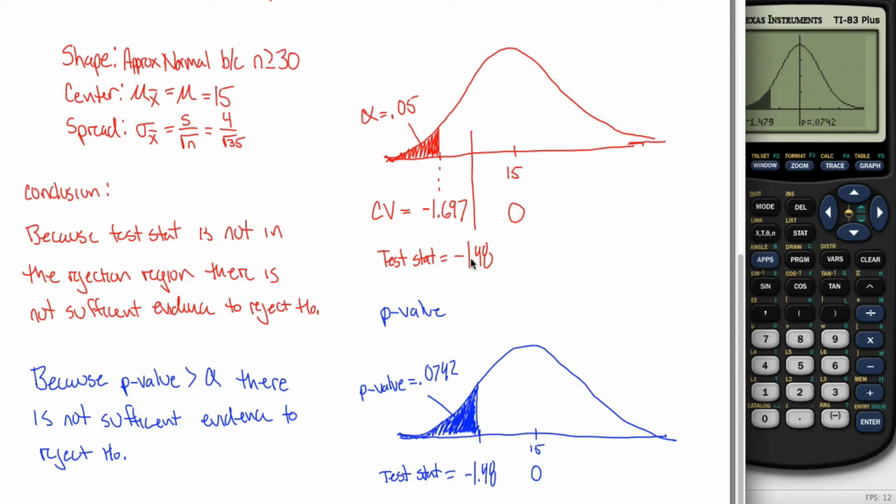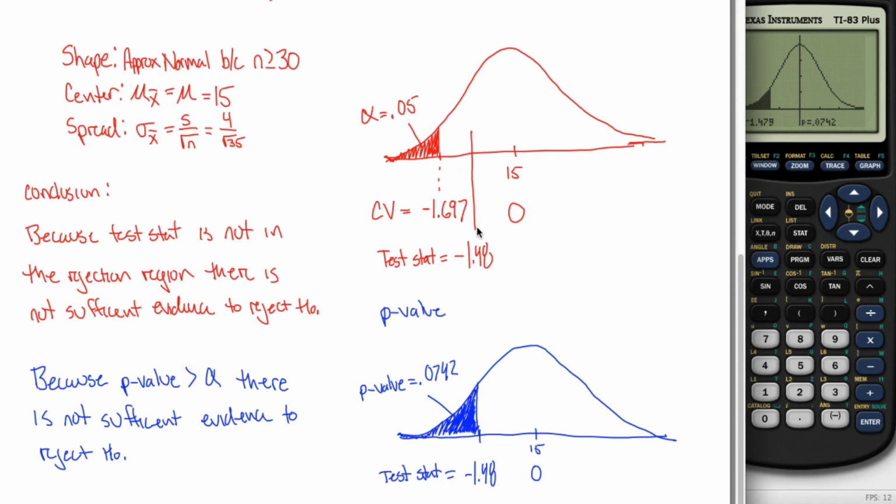Similarly, had my test statistic been in the rejection region, then if I had done things the p-value way, my p-value would have been less than alpha. The reason that's true is because the p-value is the area to the left of this point, negative 1.48. So if this value right here is smaller than this value, that means this line is further to the left of your critical value. So they're telling you the exact same thing. If your p-value is less than alpha, you reject the null hypothesis. If your test statistic is in the rejection region, you reject the null hypothesis.